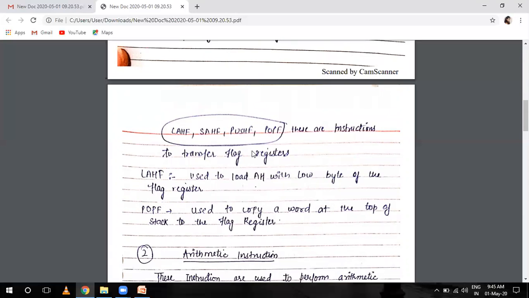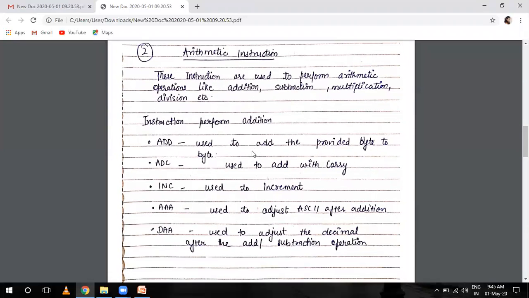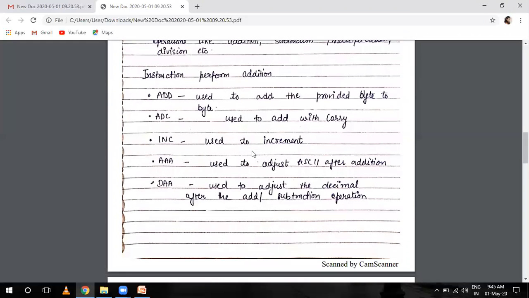Now come to the arithmetic instructions. Arithmetic instructions are clear from the name itself. They perform addition, subtraction, multiplication and division. For each of these purposes we have separate instructions. Suppose ADD is used for addition, SUB is used for subtraction, and SBB is used for subtraction with borrow.